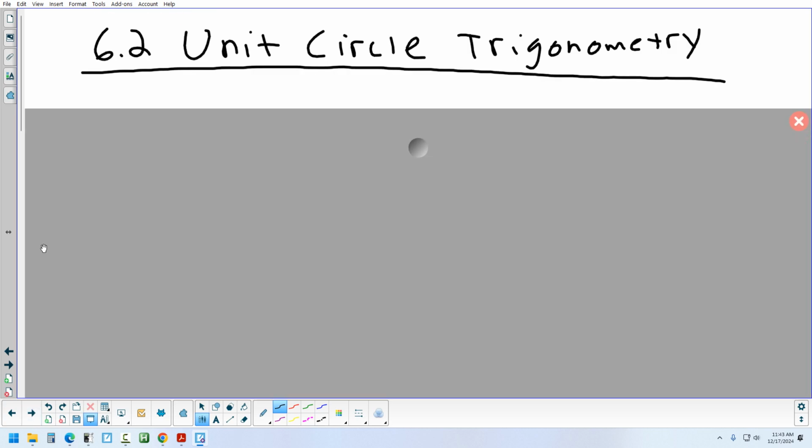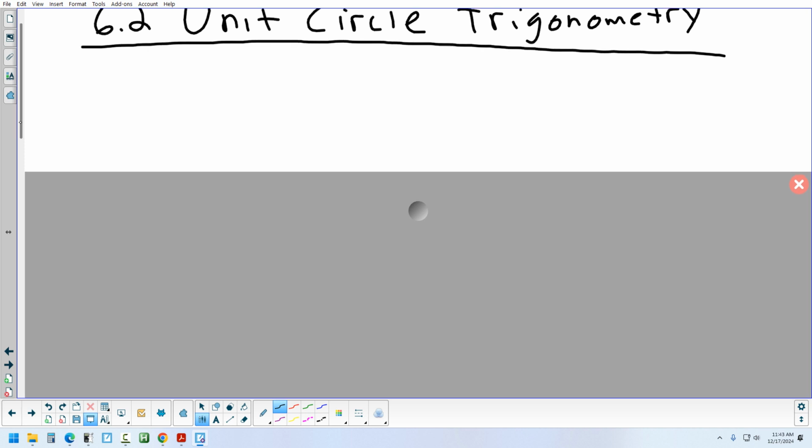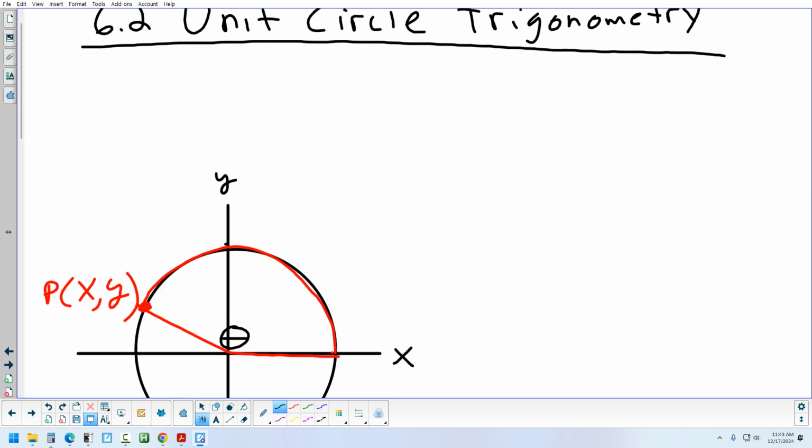Last topic. So this is the last topic for the week, the unit circle trig. We'll see what we get through today, and then the rest will be tomorrow. So unit circle trig, different section than angular velocity. Okay. So what is unit circle trig?